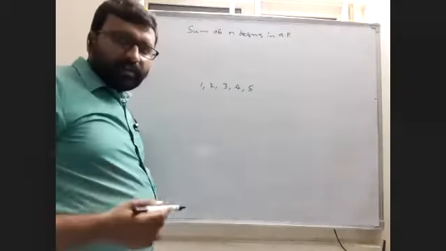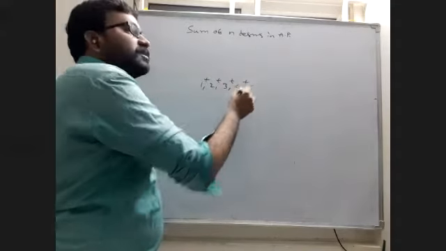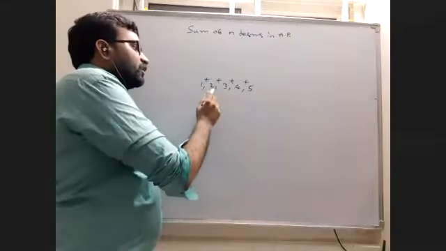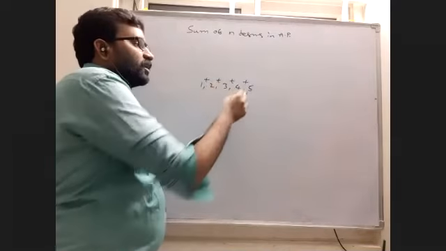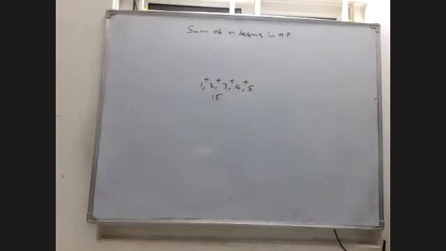If asked to find the sum of these numbers, it is very easy. 1 plus 2 is 3, 3 plus 3 is 6, 6 plus 4 is 10, 10 plus 5 is 15. So the sum of all these numbers is clearly 15. If a few numbers are given, we can easily find the sum.